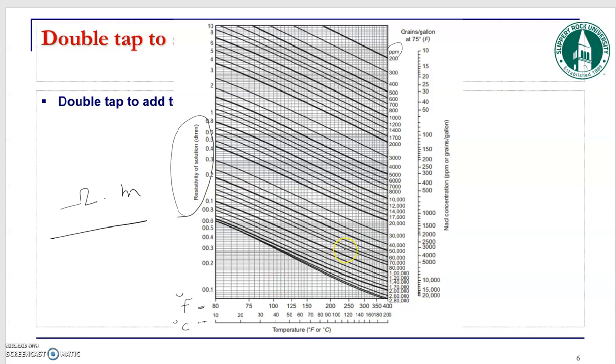So you basically need to have the amount of salt that is dissolved. You need to have the temperature. So if you have the temperature, you go up until you hit the right parts per million of salt dissolved inside your water, and then you go to the left, you read the value. That's your resistivity of the water.